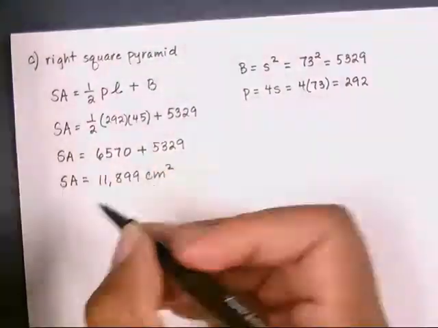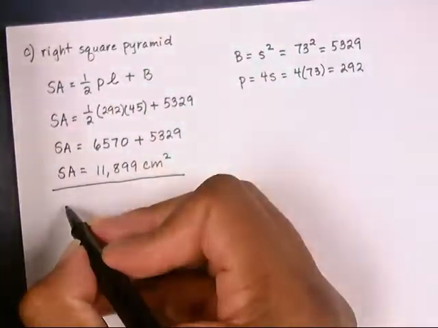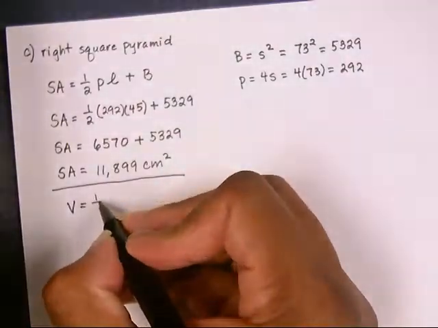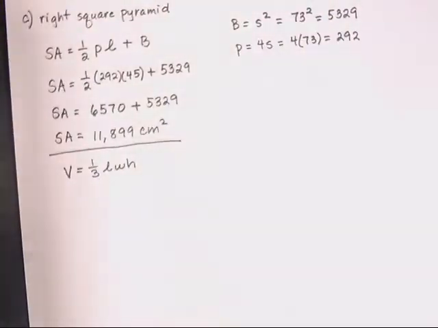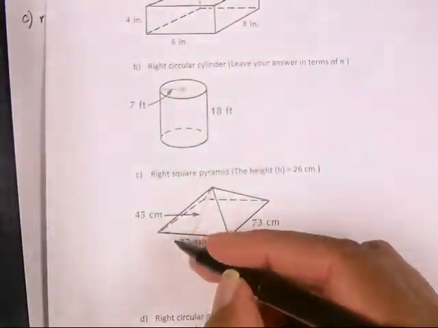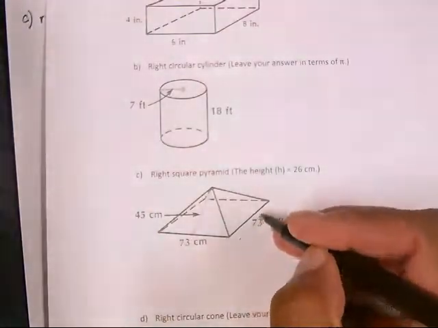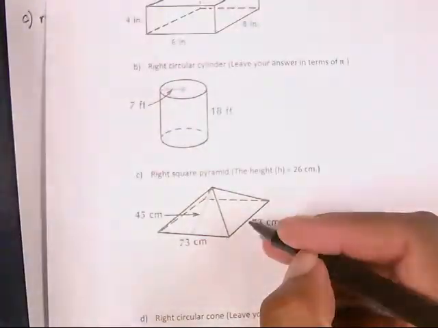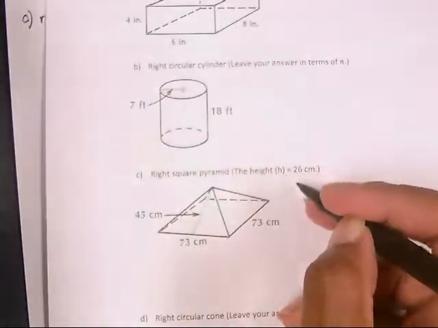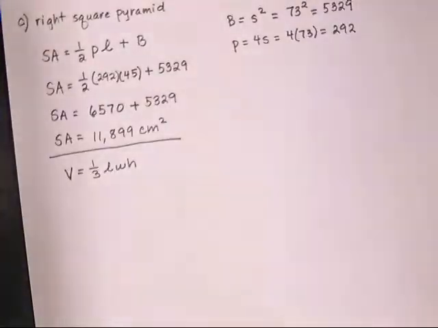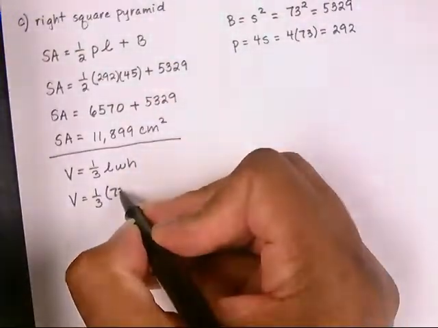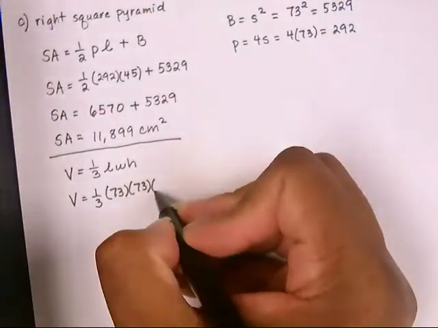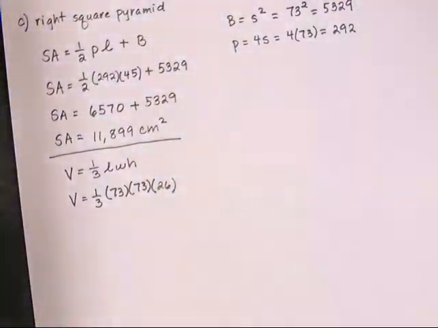Okay. Now we need the volume of that right square pyramid. That's this formula: 1/3 the length times the width times the height. Now let's look at this. Your length is going to be 73 centimeters. Your width is going to be 73 centimeters as well, but I'm giving you the height of 26 centimeters, which is going to be your H. Okay, so here this will be 1/3 times 73 times 73 times the height of 26.